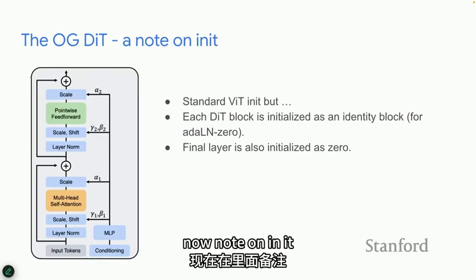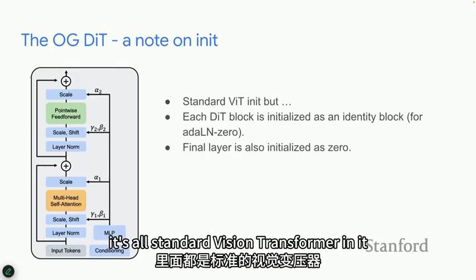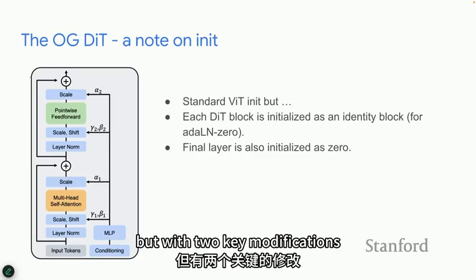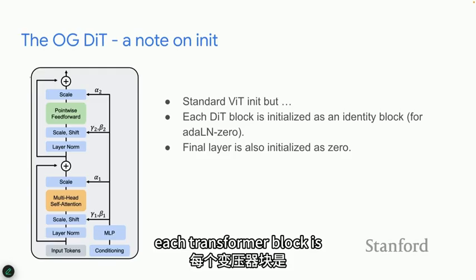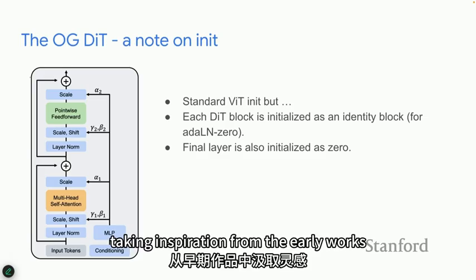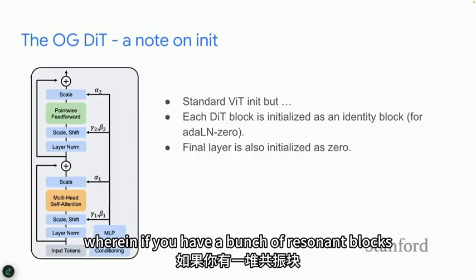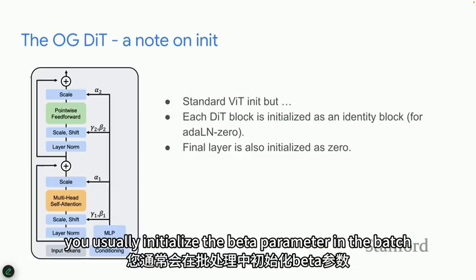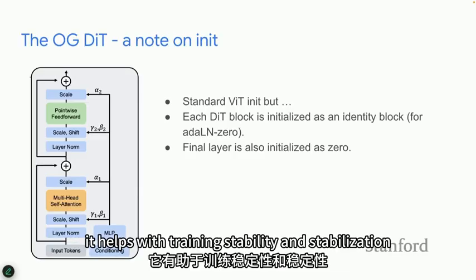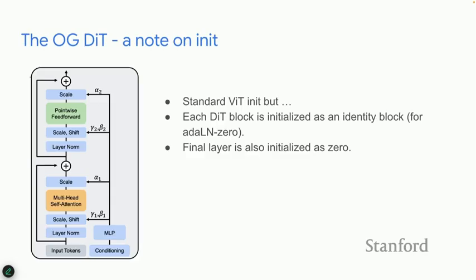Now, a note on init, because the initialization is fairly important. It's all standard vision transformer init, but with two key modifications. Each transformer block is initialized as identity block, taking inspiration from the early works in ImageNet training, wherein if you have a bunch of ResNet blocks, you usually initialize the beta parameter in the batch normalization layer as 0. It helps with training stability and stabilization, and turns out that's the case here as well.